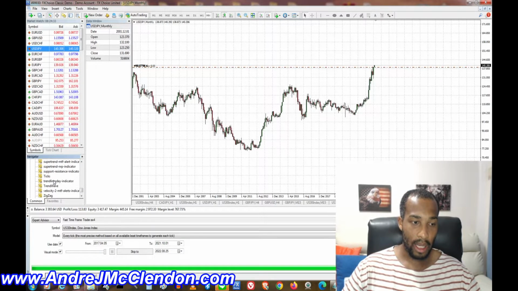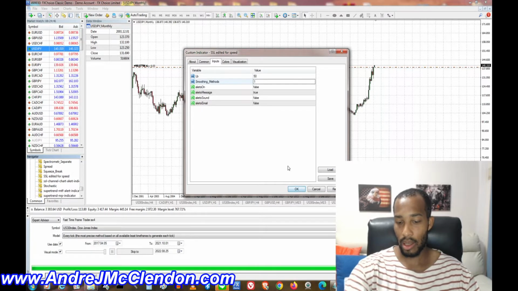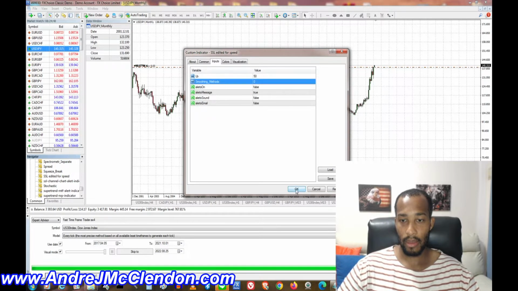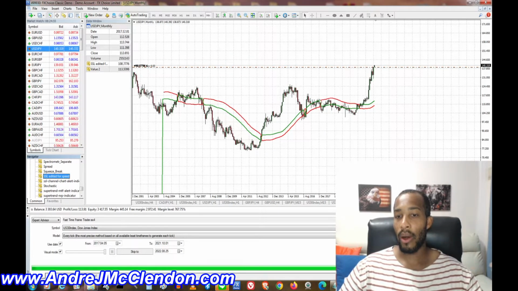So let's start with an easy indicator. Let's use the SSL, okay? Let's do 50. Basically the moving average, and we'll make it simple, okay? Usually if you look at these long-term trends, when it crosses over on the monthly, it's typically a good time to get into a trade.